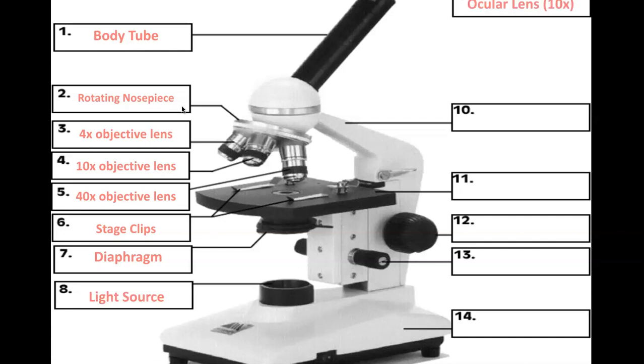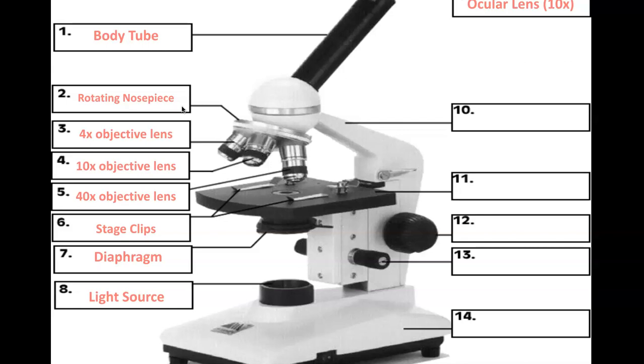Our next structure that we need to know is the ocular lens, also known as the eyepiece. The ocular lens is the part we look through. Again, the microscopes that we use will be monocular, not binocular. We have a single ocular lens that we look through. So you'll have to situate your eye over top of the lens, close the other eye, and focus looking down through the ocular lens.